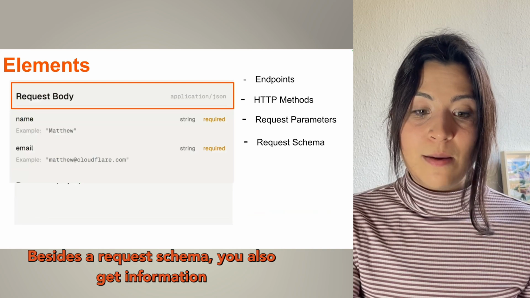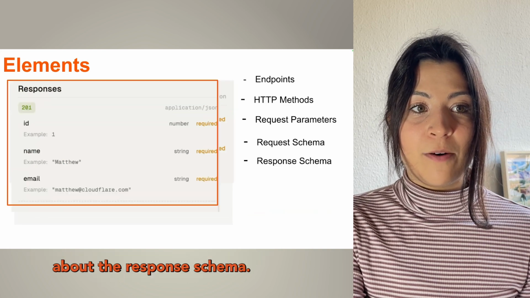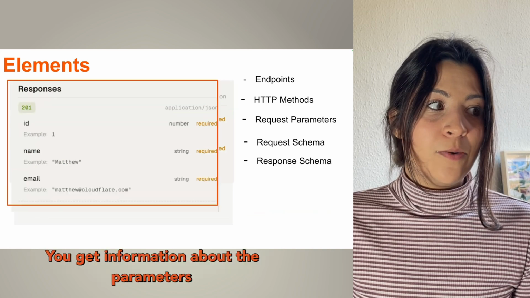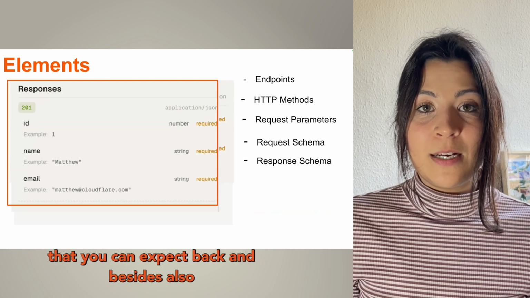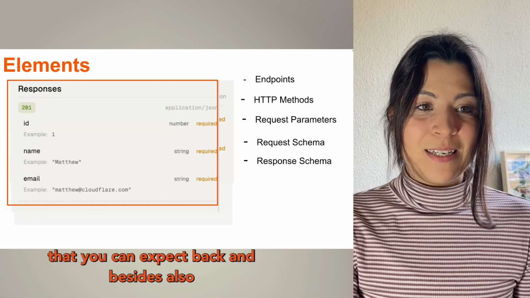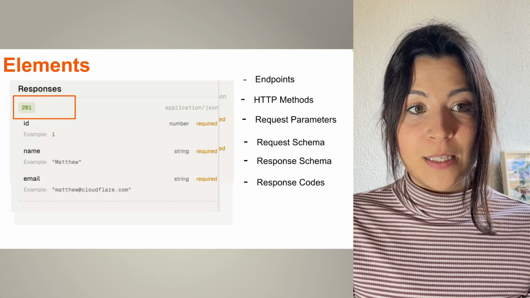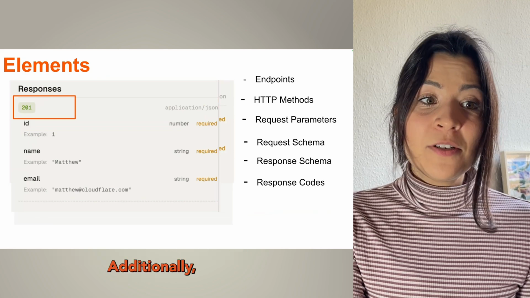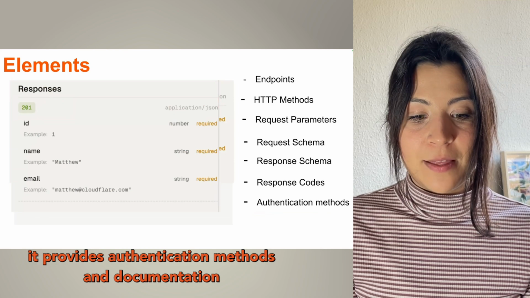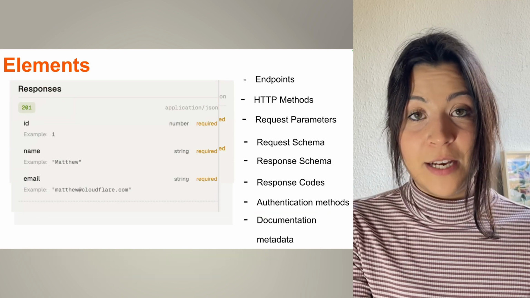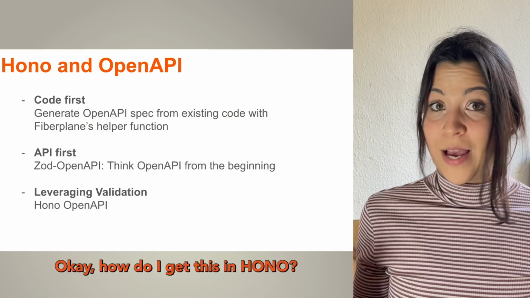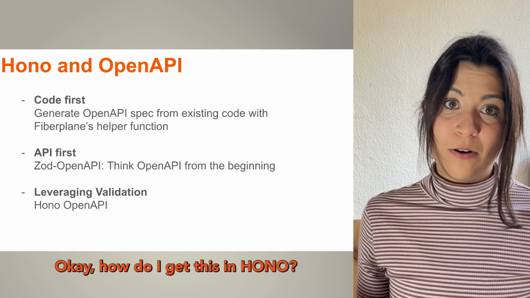Besides the request schema, you also get information about the response schema. You get information about the parameters that you can expect back, and also about the different response codes that the API provides. Additionally, it provides authentication methods and documentation metadata.